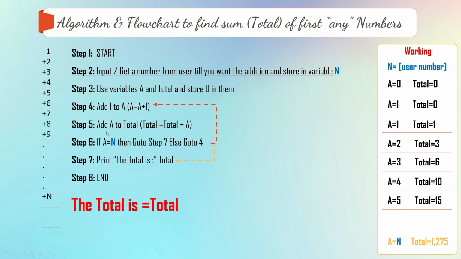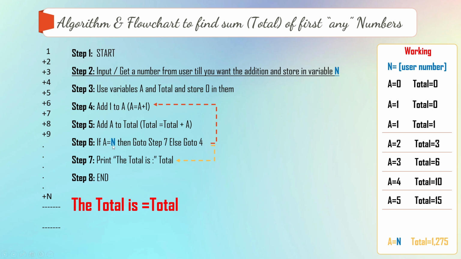Last time it was if a is equal to 50, right? Now the condition is if a is equal to n. Now what is n? n is what the user has entered, the number of times he wants this addition. So if the user enters 10, this condition will be checked if the value of a becomes 10. So this loop will carry on till the value of a becomes the value of n.